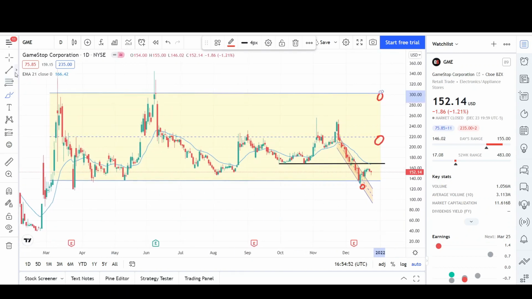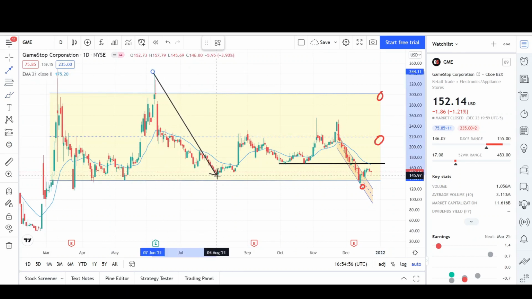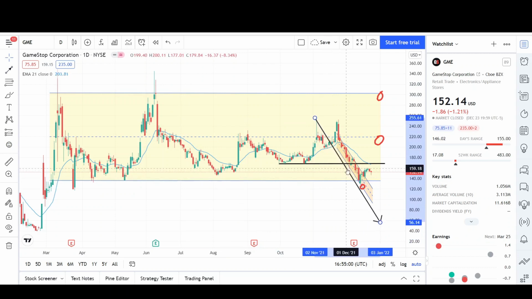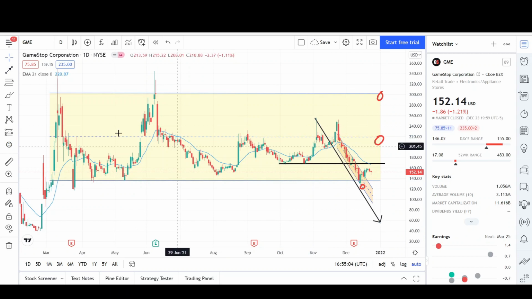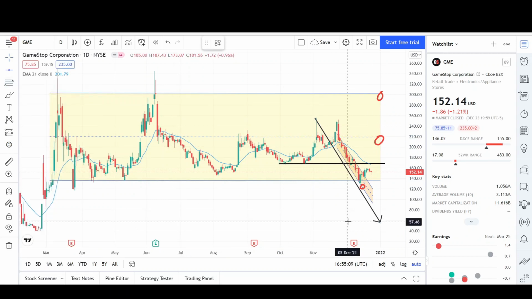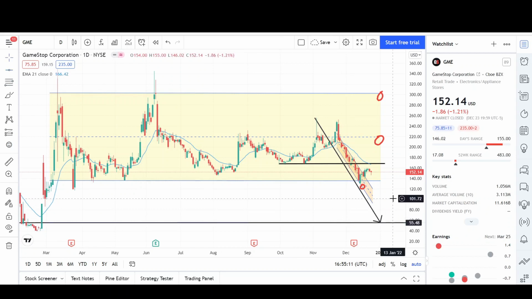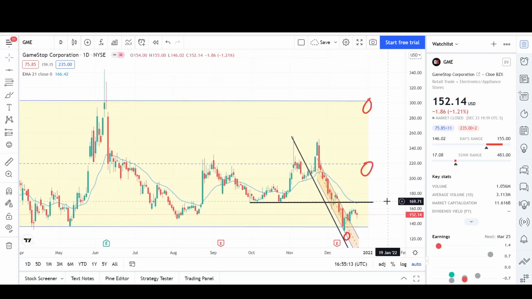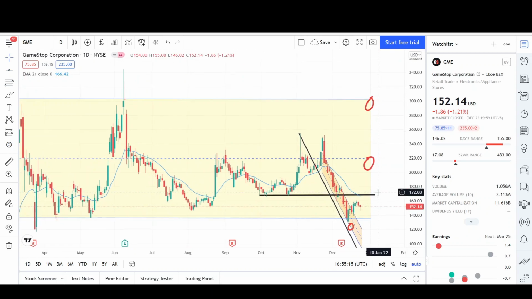for GameStop. As you can see here, this measured move points right at the $50 level. So about right around the $56, $57 level, that's where I expect GME to go in the future. I don't know how long it could take. It looks like it could take a couple of months before we get there, but it still looks like we can. But we did get that bounce.